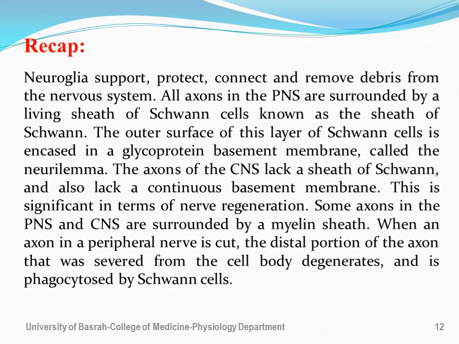Some axons in the peripheral nervous system and in the central nervous system are surrounded by myelin sheath. When the axon in the peripheral nervous system is cut, the distal portion of the axon, the part away from the cell body, degenerates and is phagocytized by the Schwann cells, and the Schwann cells together with the neurolema play a very important role in the formation of the regeneration tube.